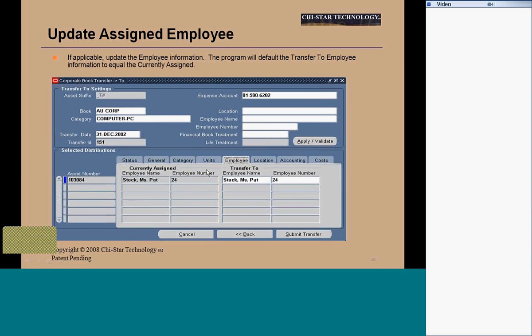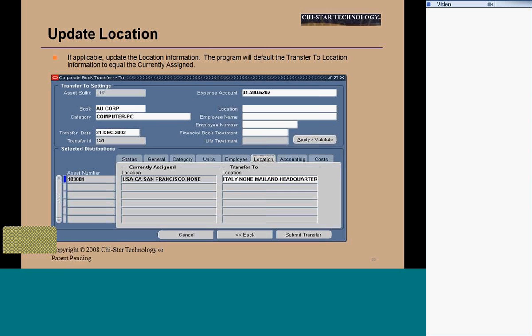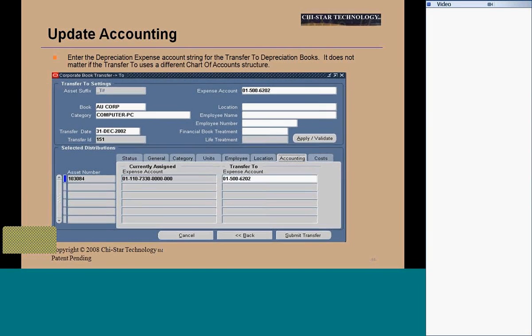This asset originally was assigned to an employee. So again, since I left this blank, this will be assigned to the same employee. I could delete this information here and not have it linked to any employee at this time. I'll enter in my transfer to location. My accounting information will be entered in. It was entered in up above and applied.